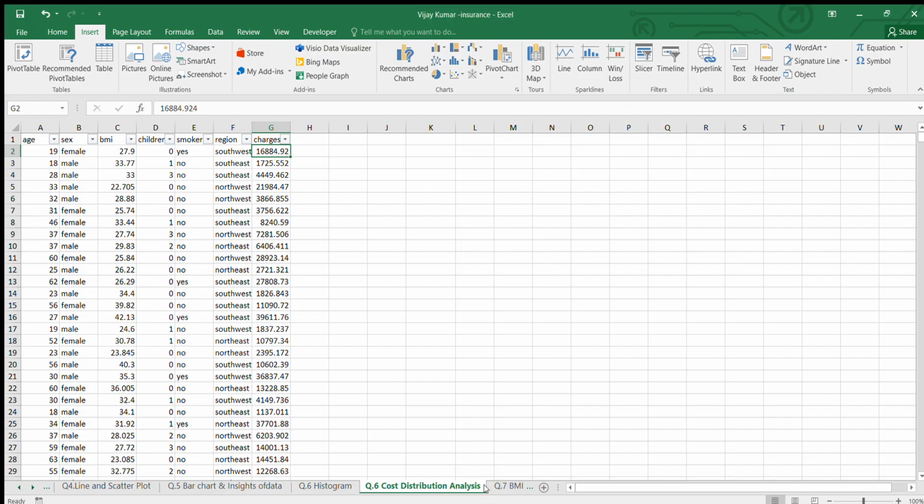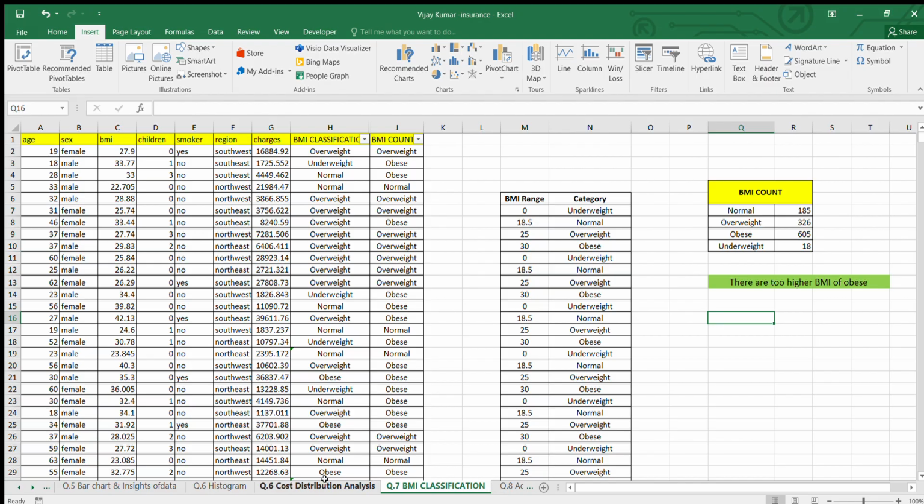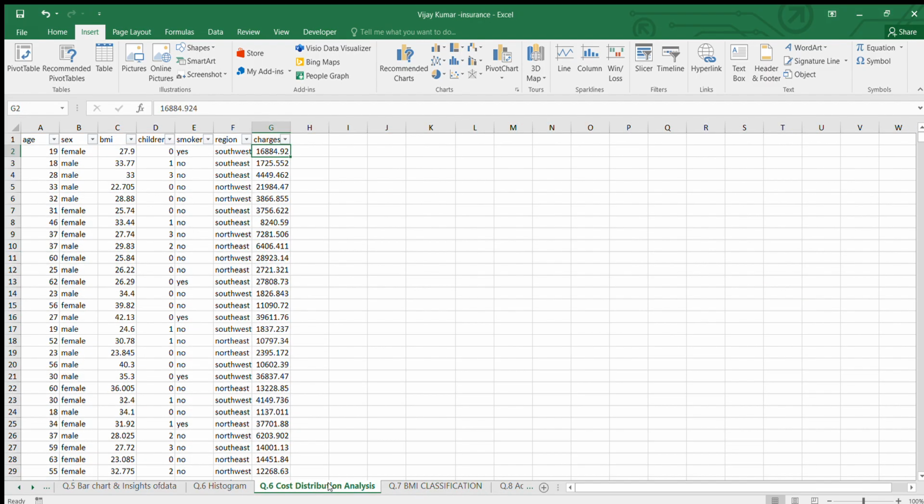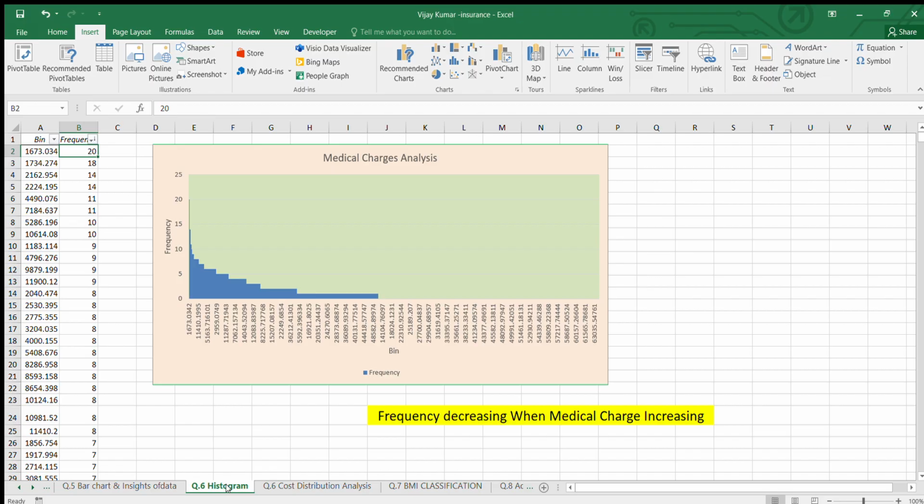And move to the next question. In question number 6, they have asked to draw the histogram. So we have drawn the histogram here. This is the histogram for question number 6. This is the value and frequency. This is the output for question number 6.